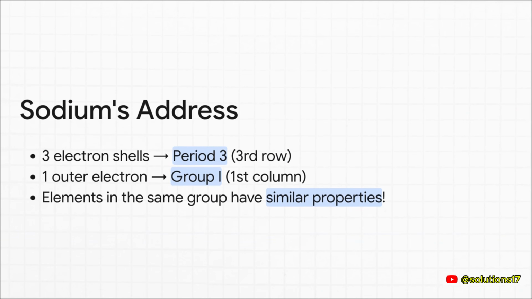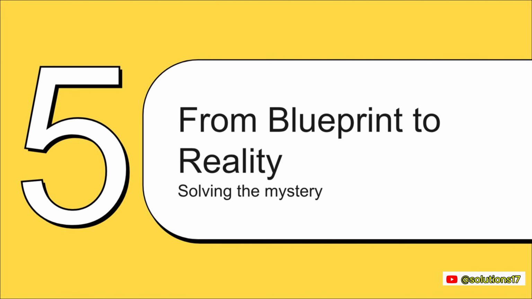And this is the magic moment. This explains the entire layout of the table. The number of shells an atom is using tells you its row, which is called a period. Sodium uses 3 shells, so bam, it's in period 3. And the number of electrons in that outermost shell tells you its column, or group. Sodium has 1 lonely electron out there, so it's in group 1. Its address on this map isn't random. It's determined exactly by its internal structure. Mind blown, right?